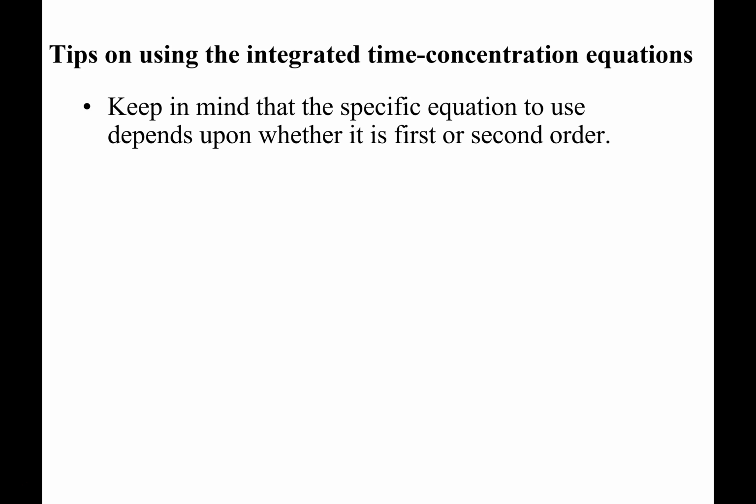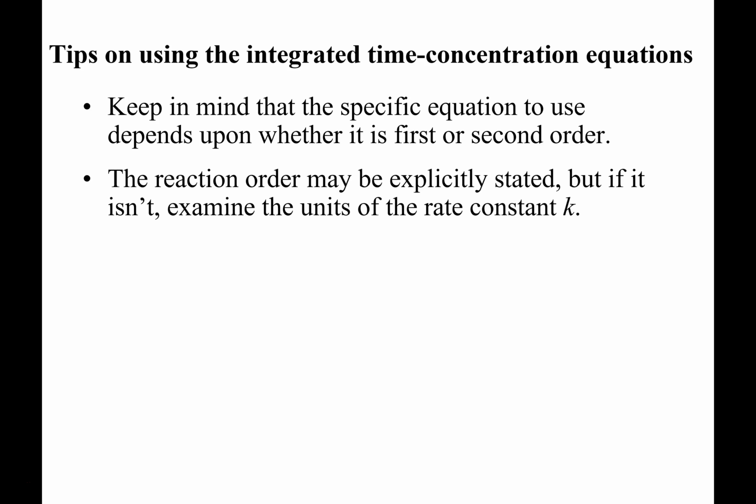All right, some tips in working your problem. Keep in mind that the specific equation to use depends on whether it's first or second order. I tried to make a big deal of putting this on the board because my mind has partitions in it sometimes, and this is one of the places that has to have partitions in it. Also, if the reaction order isn't stated, but your k is given, do a little bit of detective work and do what we talked about before. Use the units of k to backtrack to what the overall reaction order is. And if there's only one reactant, then that's the reaction order.